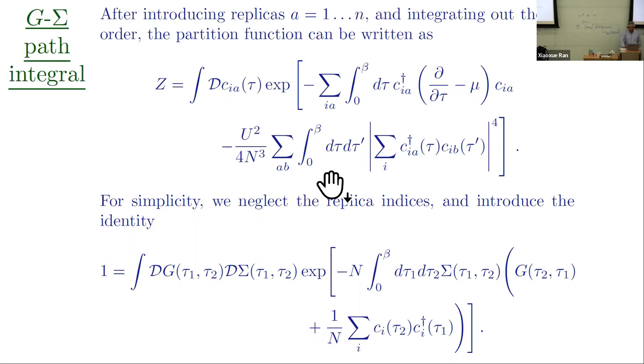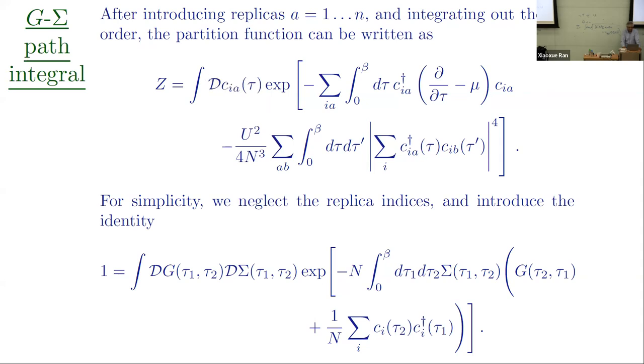Now, the nice thing is that the site index is also inside here, and by doing some Hubbard-Stratonovich-like tricks, we can do the path integral formally over all the fermions. But this path integral is not very useful because it's a path integral over n fields, and n is going to infinity. We'd like to simplify that.